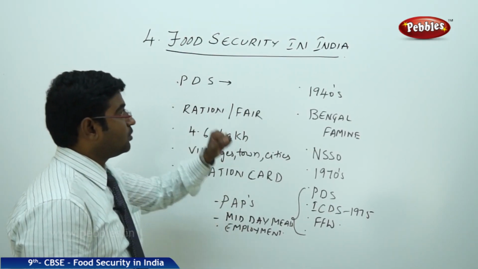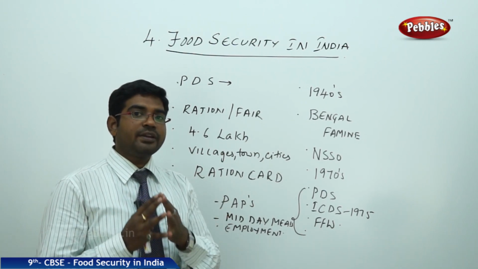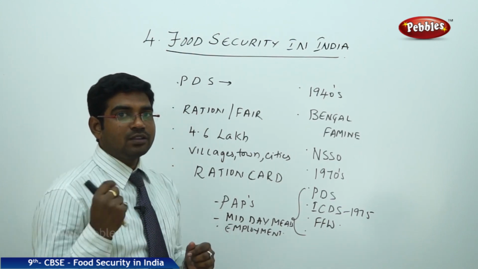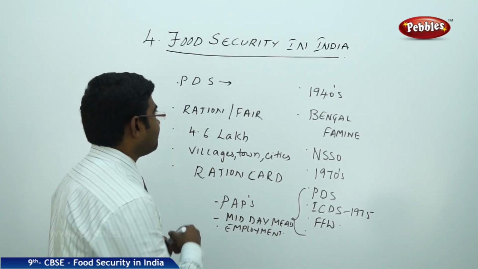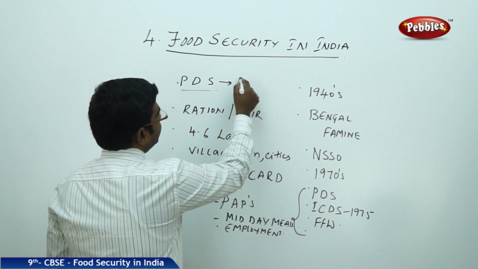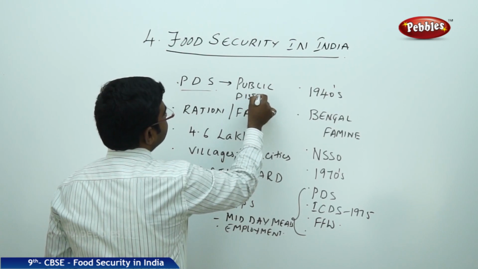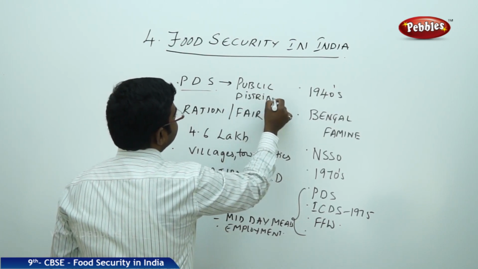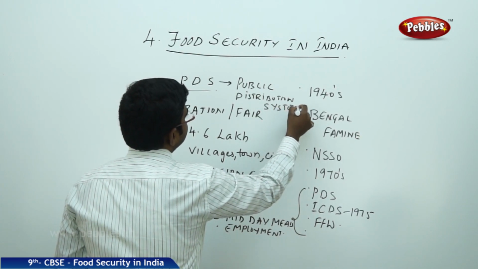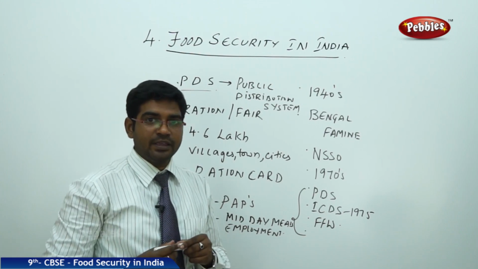Now, the second important program the government has introduced for food security in our country: 1, the buffer stock, and 2, the PDS. What is this PDS? The public distribution system stands for PDS.